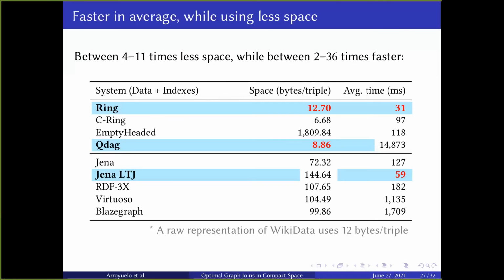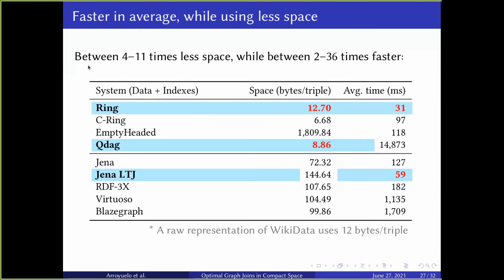EmptyHeaded and QDAGs, which are also two in-memory solutions. In this table, we show the comparison between our implementation of the ring with other graph databases in terms of the average running time of all the queries of the benchmark and the space in terms of bytes per tuple. Note that a raw representation of Wikidata uses 12 bytes per tuple and that the ring uses only 12.7 bytes for each tuple, which means that it only needs 6% of extra space on top of the actual data, while still being faster than the other alternatives.